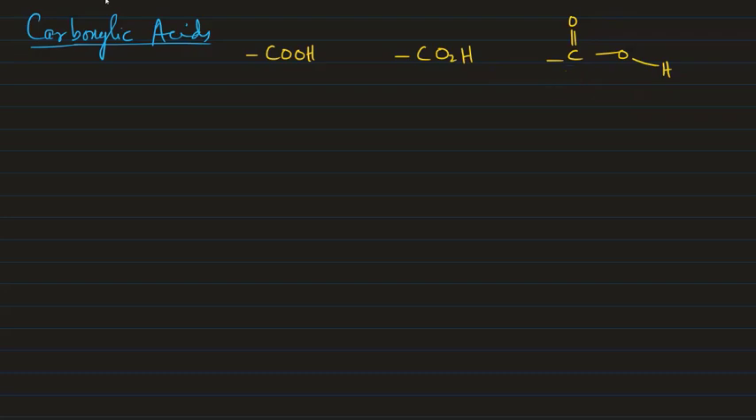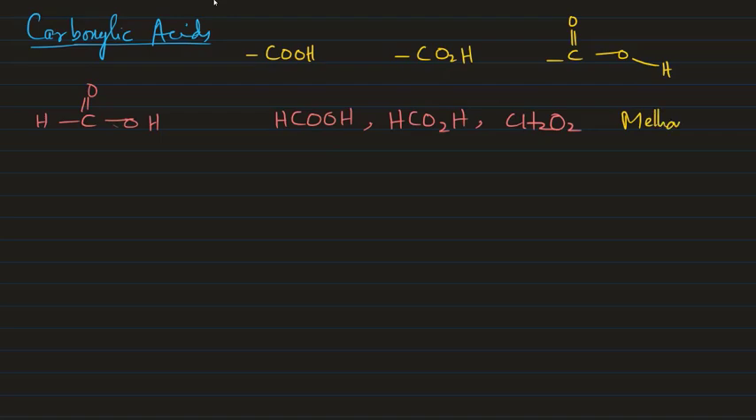So let's draw the structure of the first four carboxylic acids. The first member is C double bond O, OH, and there is H present over here. We can write it as HCOOH, or HCO2H, or CH2O2. There are different ways to write the same structure, and the name of this compound with one carbon is methanoic acid. You know already, meth is always for one carbon, and methanoic acid is a characteristic naming method for carboxylic acid.